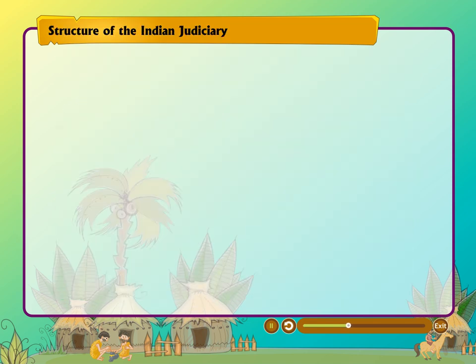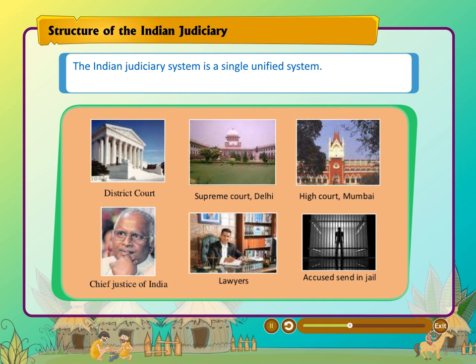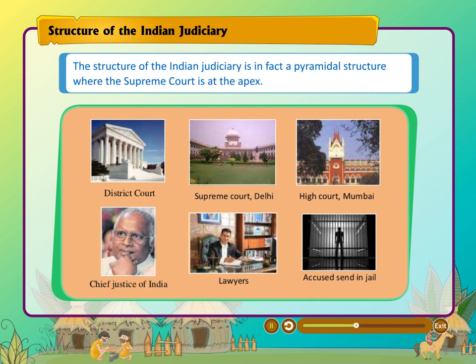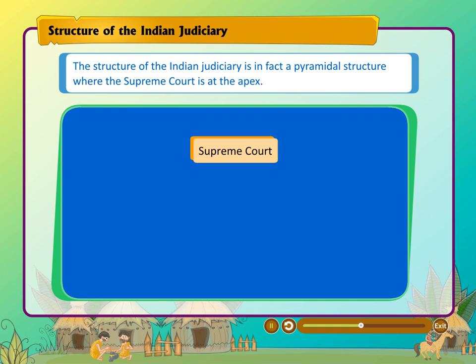Structure of the Indian judiciary. The Indian judiciary system is a single unified system. The Constitution has provided for an independent judiciary headed by the Supreme Court. The structure of the Indian judiciary is in fact a pyramidal structure where the Supreme Court is at the apex.